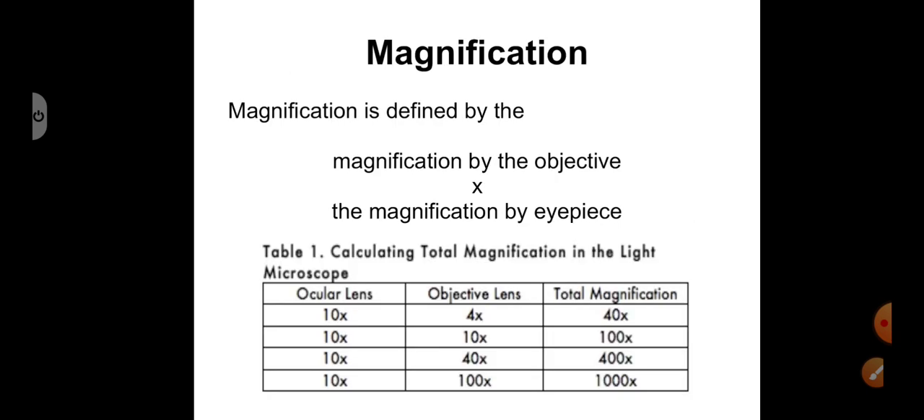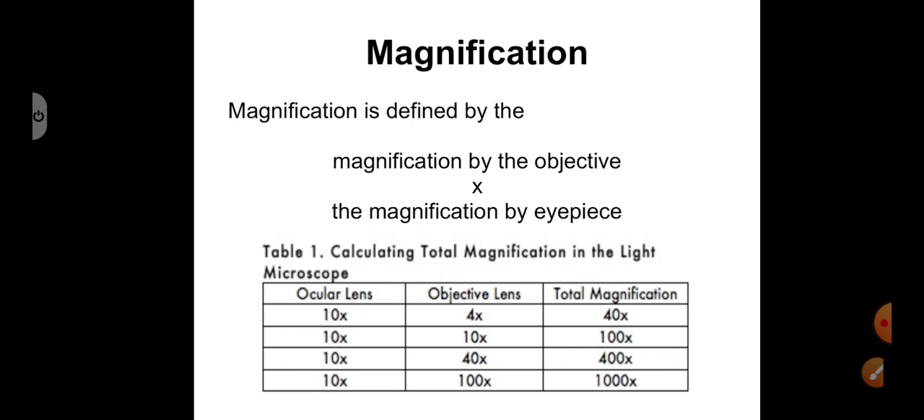So now how much magnification is produced? What is the total magnification produced? The total magnification produced is a product of the magnification produced by the objective lens and the magnification produced by the eyepiece or the ocular lens. So if you look at the table below, the magnification produced by the ocular lens is always only 10 times. What is the magnification of the objective? If you're using the objective with 4x power, it only magnifies 4 times. So the total magnification is 40x.